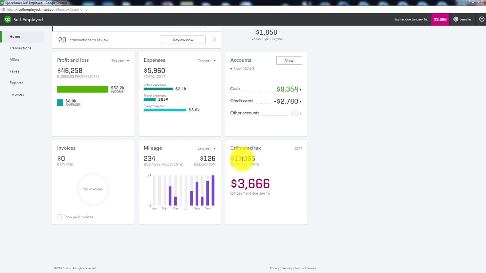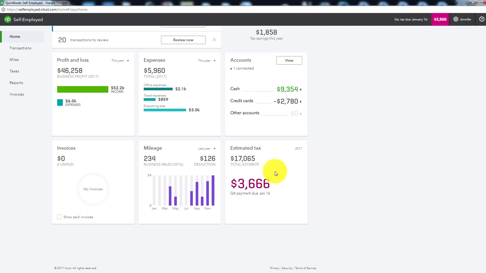So this number is a function of not just the profits that you have gained so far this year, but also it could be a function of other things, like for example your spouse's income or other income on your part. So don't let this number here scare you. I know it seems like a lot, but what this area is telling you is that so far, based upon all the information that the system has on you, you should have paid $17,000 so far in estimated taxes.